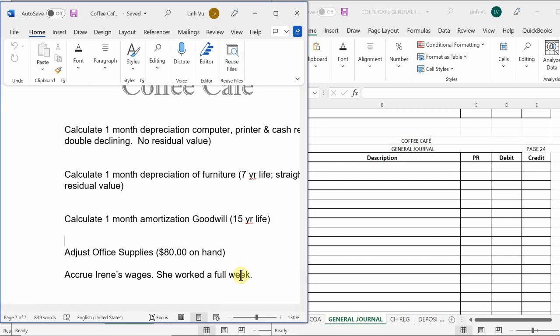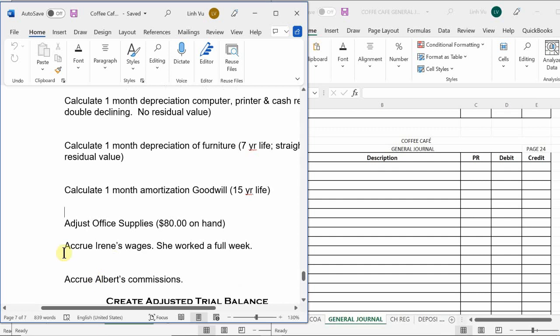We have two more transactions. We need to accrue for Irene's wages, okay? She worked a full week, meaning 5 days, okay? How do we accrue for Irene's wages? She's earned some money, right? But are we paying her now?